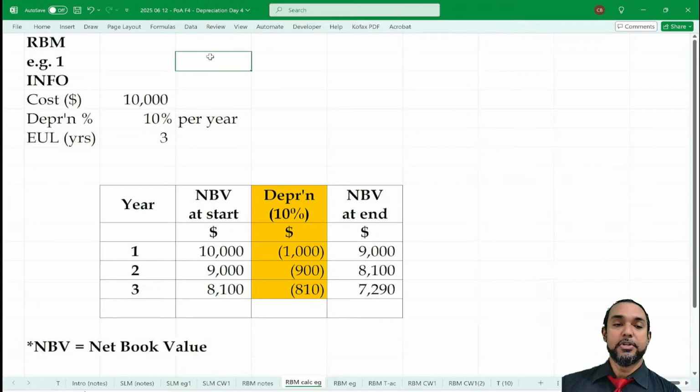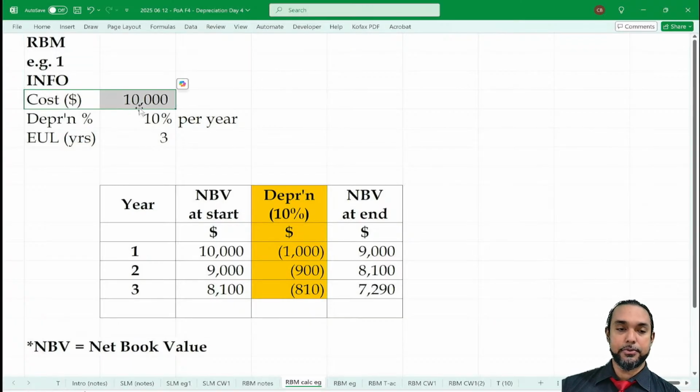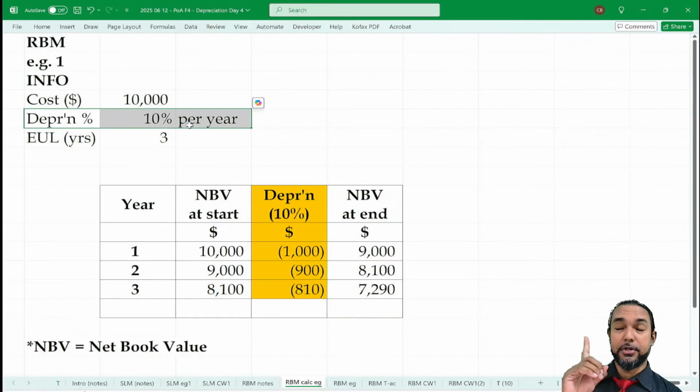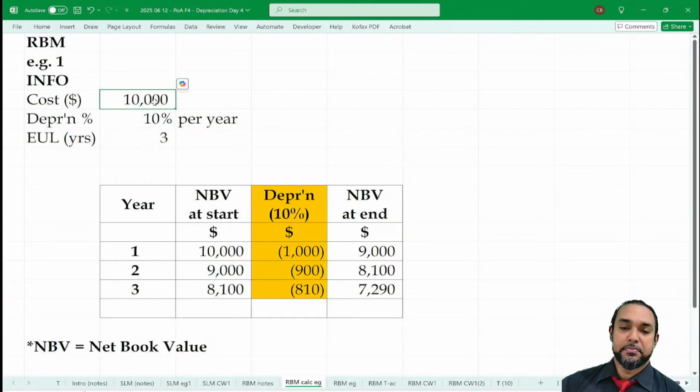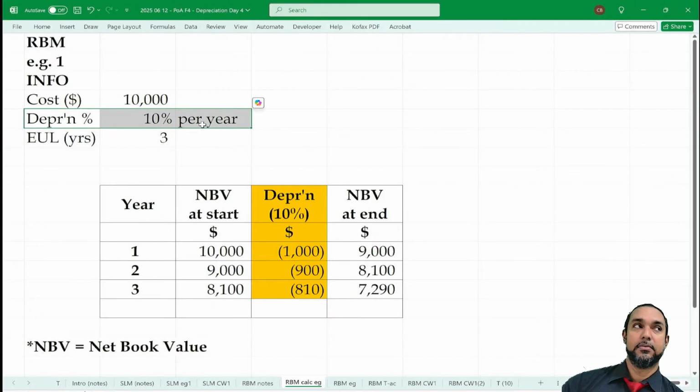Right. So in this particular case, we had an asset costing 10,000. The rate of depreciation per year, the rate at which it's losing value, is 10%. So every year, the asset loses 10% of its value. Now, the mistake people make is they think, okay, well, it's just 10% of this every year. What's 10% of 10,000? Well, that's 1,000. So losing 1,000 every year. But that's not the case. What we are losing 10% of is the value at the start of the year.